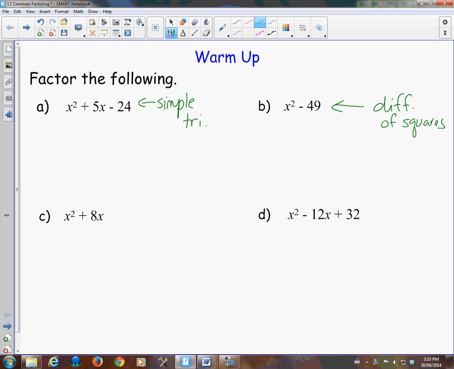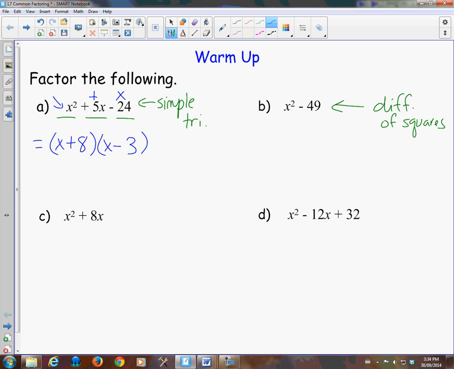We know that A is a simple trinomial because it has an x squared, an x, and a number. To come up with the factors for my simple trinomial, I will have two sets of brackets, an x at the front of each one that would multiply to give me x squared. And then I have to figure out the numbers that go in the bracket by figuring out what multiplies to -24, and those same numbers have to add up to 5. So the numbers that multiply to -24 and add up to 5 would be +8 and -3.